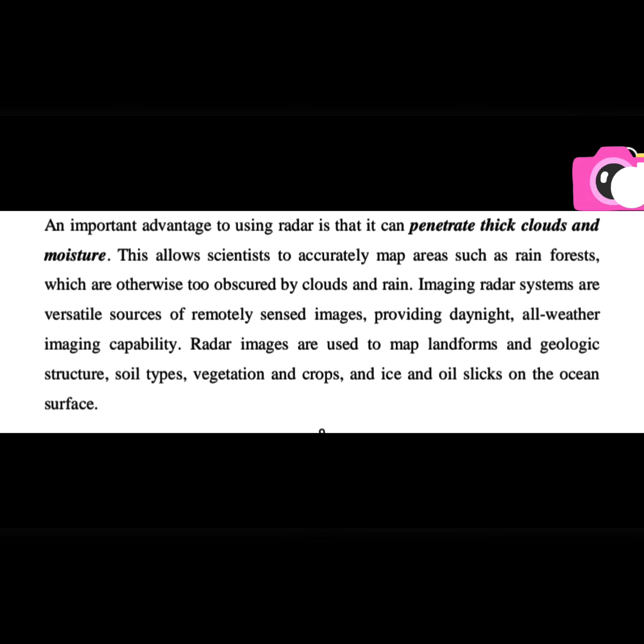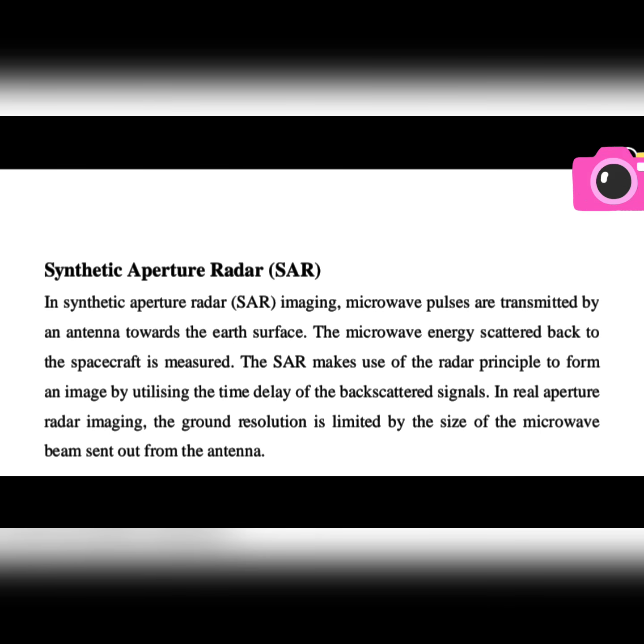Imaging radar systems are versatile sources of remotely sensed images, providing day-night all-weather imaging capability. Radar images are used to map landforms and geologic structure, soil types, vegetation and crops, and ice and oil slicks on the ocean surface. Next one is synthetic aperture radar, that is SAR.